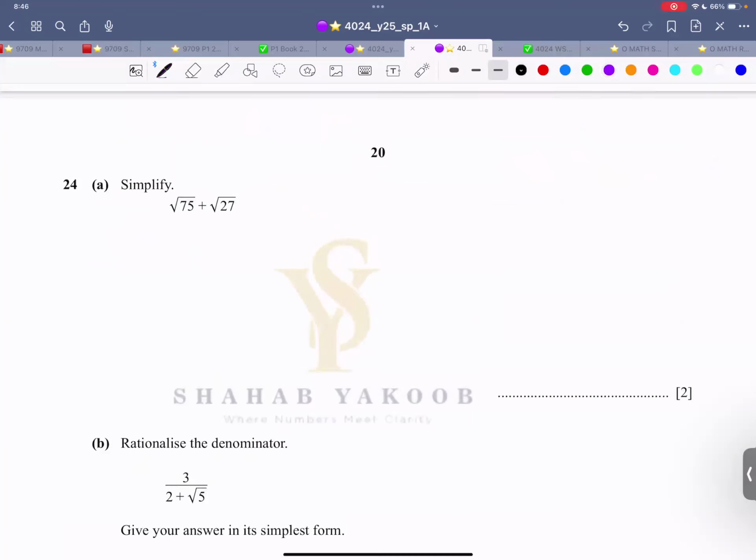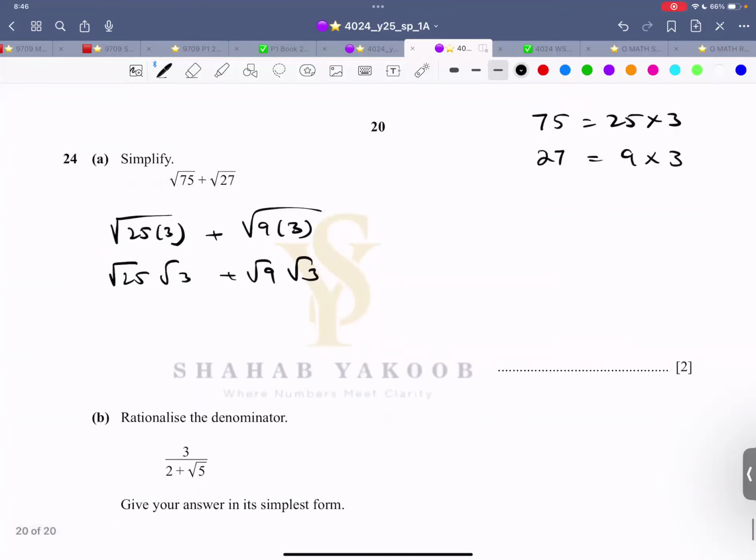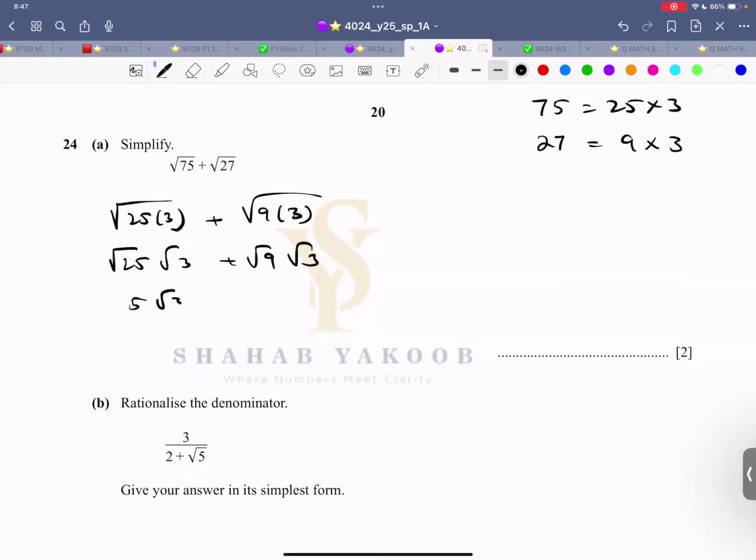Last one, that is rationalization. First one is taking care of the exact form. 75 is 25 into 3. 27, that is 9 into 3. So root 75 is root 25 into 3. Root 27 is root 9 into 3. Write this thing as root 25, root 3, root 9, root 3. Therefore, root 25 is 5 root 3. This is 3 root 3. Root 3 can be taken common out. 5 plus 3, that is 8. This is 8 root 3.